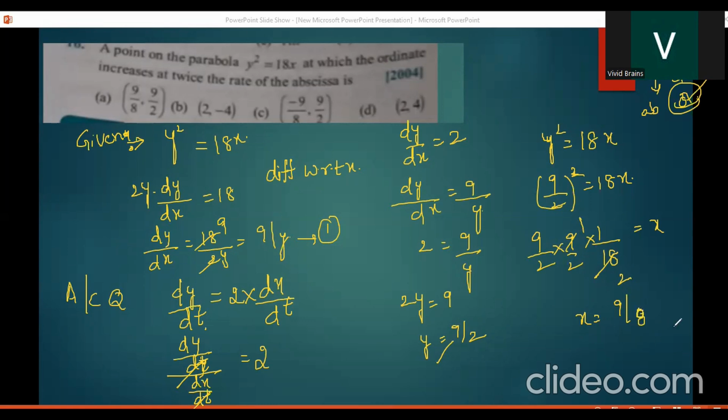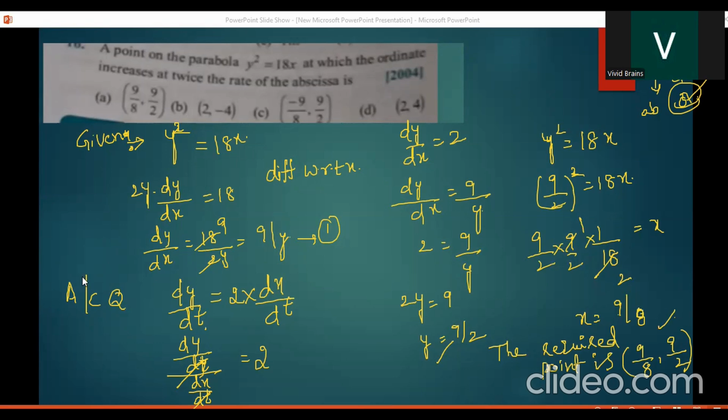So what are the required points? The required point is, first we are writing the abscissa, that is 9 upon 8, comma, 9 upon 2. This is the point which is required with respect to this condition, that is, the rate at which the ordinate increases is twice the rate at which the abscissa increases for the particular parabola y square is equal to 18x. Understood? Yes, very good.